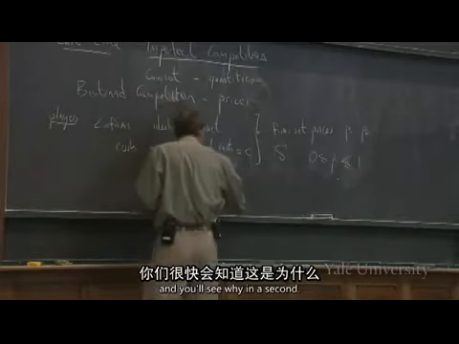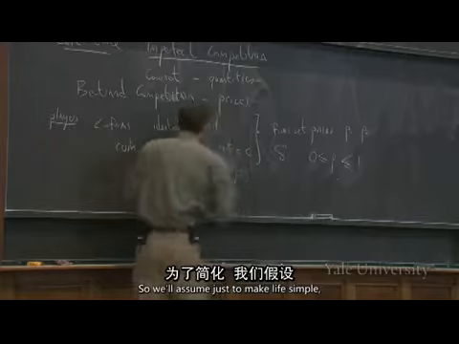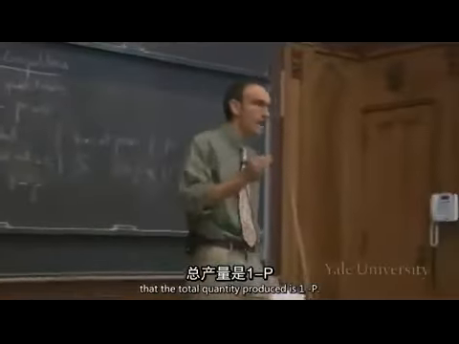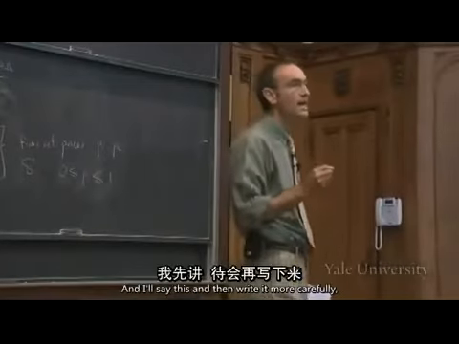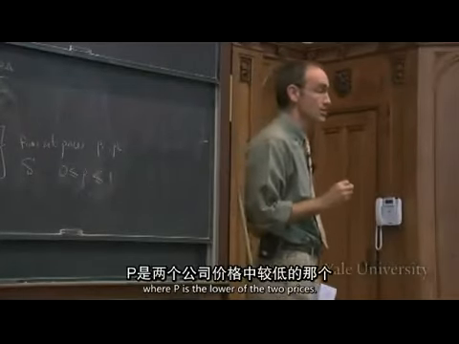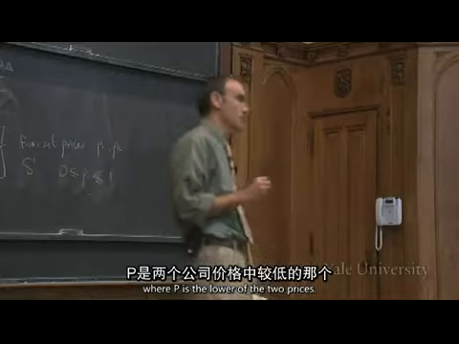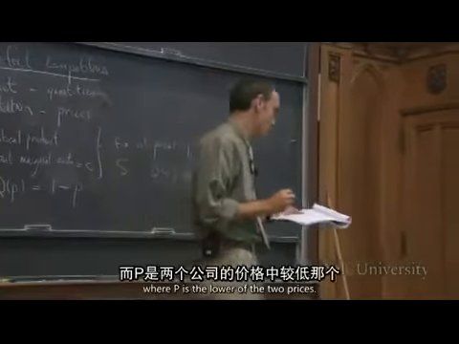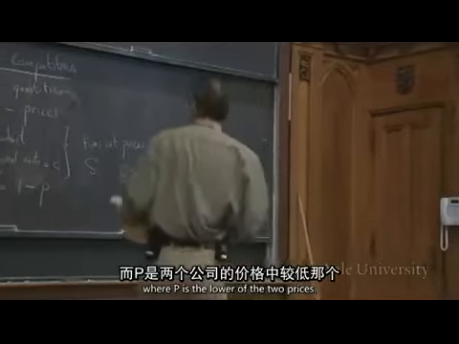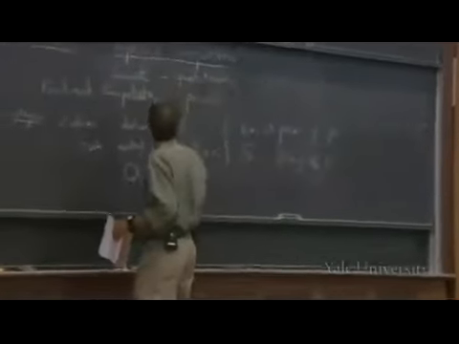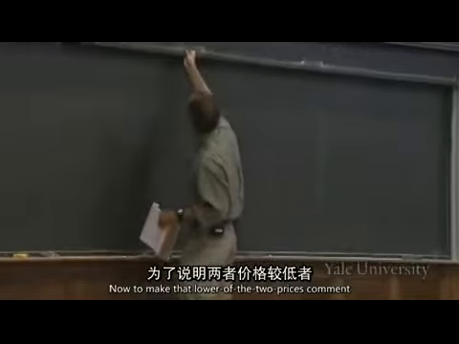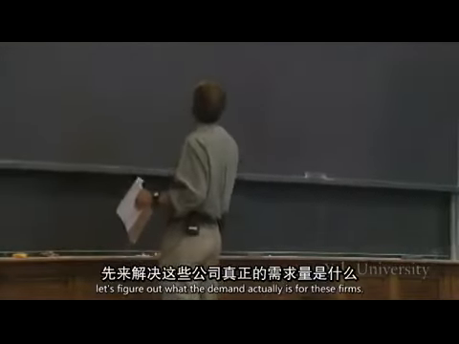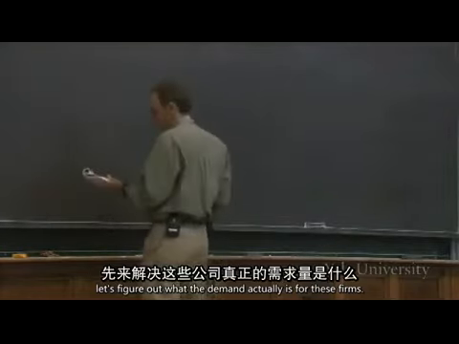So we'll assume, just to make life simple, that the total quantity produced is 1 minus P. And I'll say this and then write it more carefully, where P is the lower of the two prices. So the total quantity demanded is 1 minus P, where P is the lower of the two prices. Now, to make that comment a little bit more rigorous, let's figure out what the demand actually is for these firms.